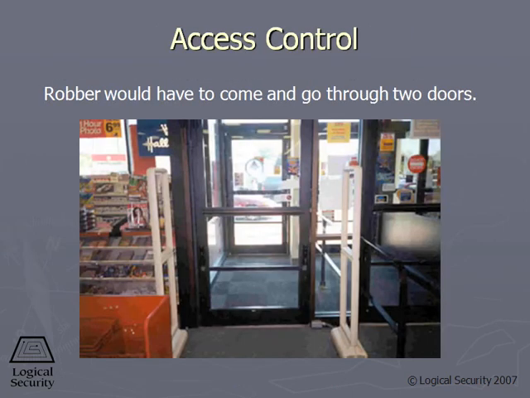If we have physical access controls, such as the double door here, a criminal now realizes this is going to slow him down. This is a delay tactic. This is going to slow him down as he makes his escape. So the criminal is less likely to commit the crime in an area designed like this.